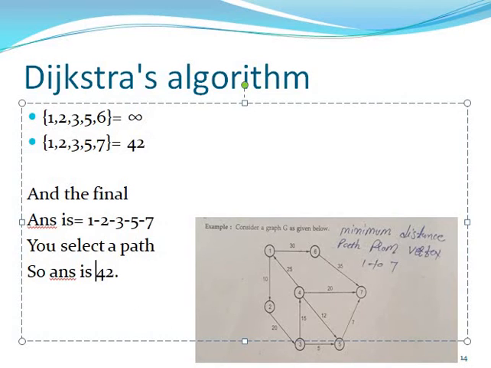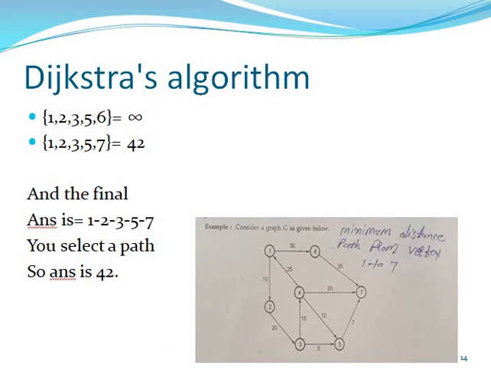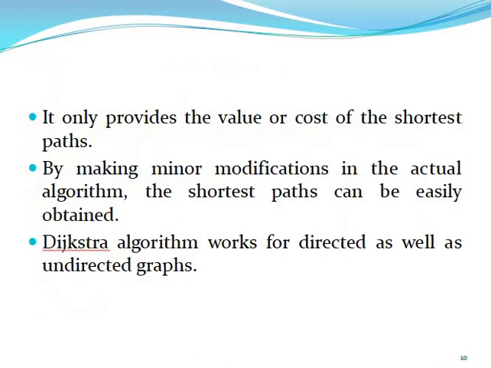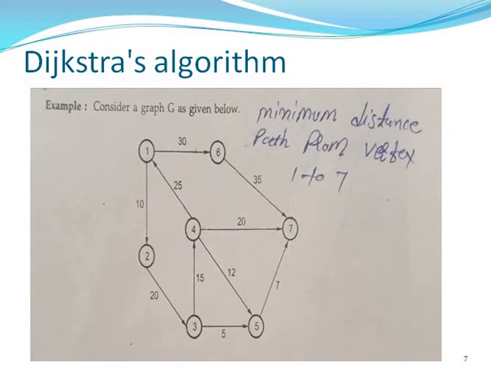So this is the basic algorithm and shortest path or minimum distance path of the vertex between 1 to 7, and the total cost is 42. So you can solve this example. We can solve that here also. How can you solve the problems? So we can start the repeat of the Dijkstra algorithm.